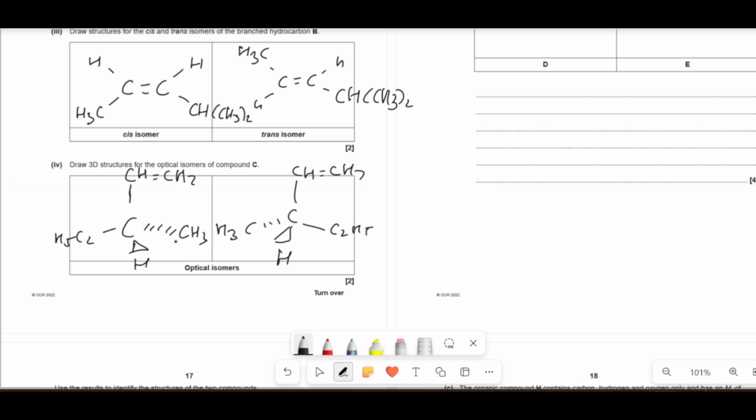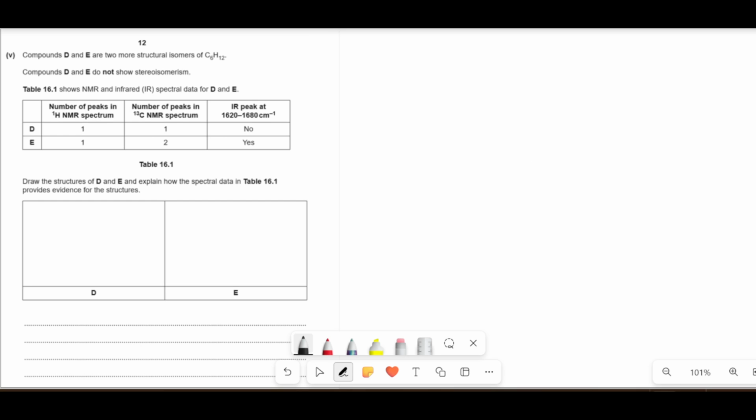If I chose to put CH3 there and a CH3, that's not optical isomerism anymore because there's no chiral carbon. The fundamental thing is that there has to be a chiral carbon with 4 different groups. That's why I put the H there. So now it says D and E are 2 more structural isomers of this C6H12. D and E do not show stereoisomerism, and we've got some NMR and infrared spectra for D and E.